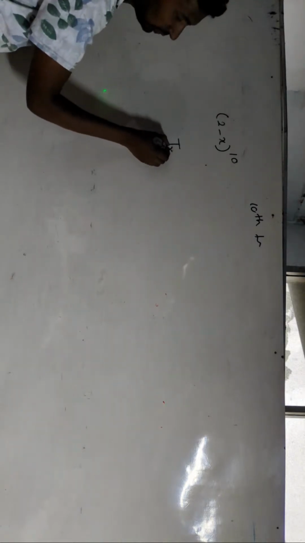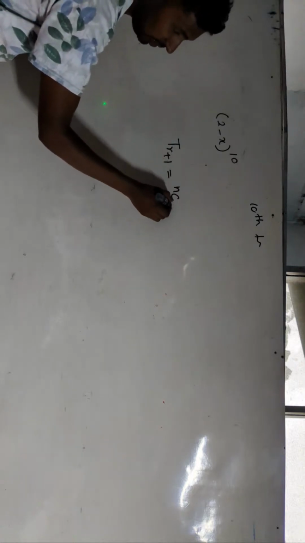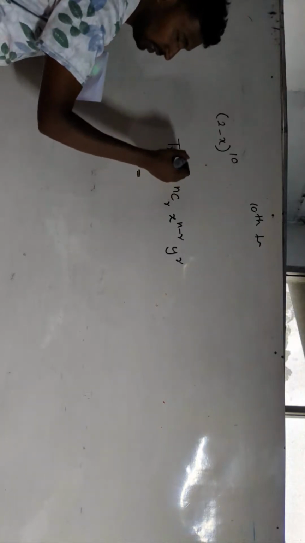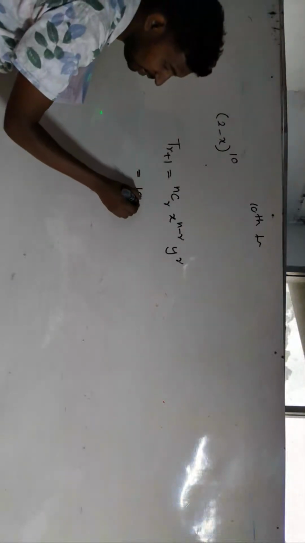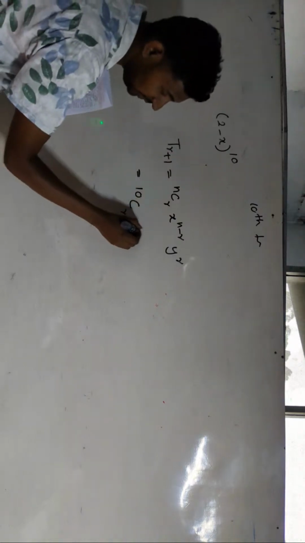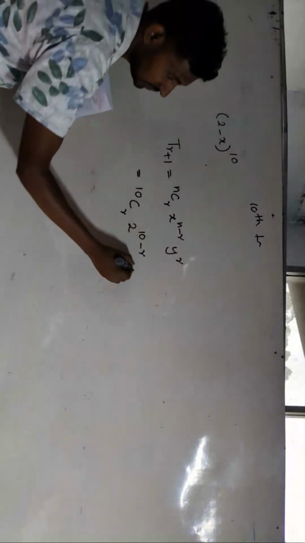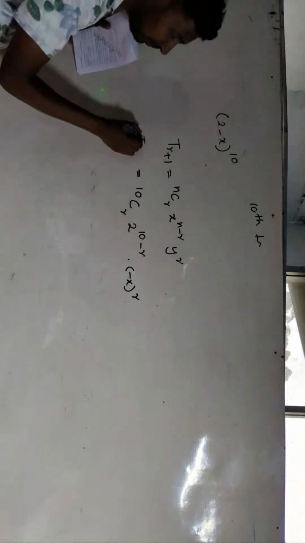First of all, you need to write down the formula. So what is the formula? T r plus 1 is equal to nC r x to the power n minus r, y to the power r. Then after that, you need to write down the relevant values here. This time n is equal to 10, so 10C r. The relevant x value is just 2, so 2 to the power 10 minus r. The relevant y value is minus x, so (minus x) to the power r.